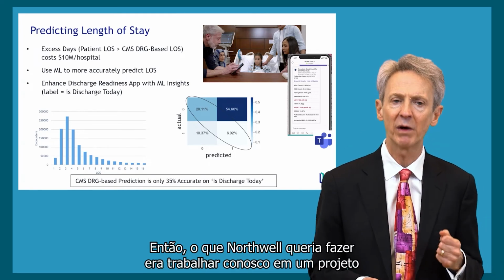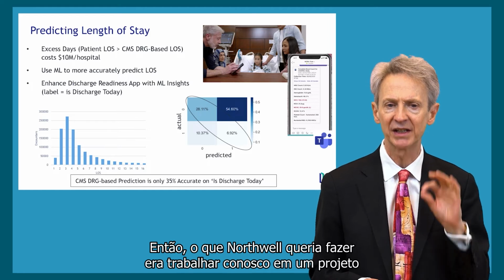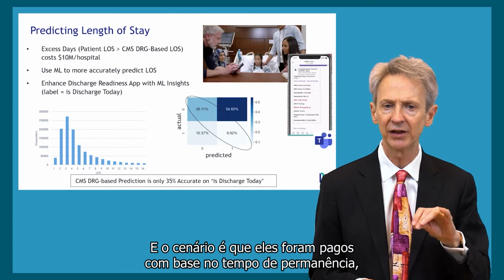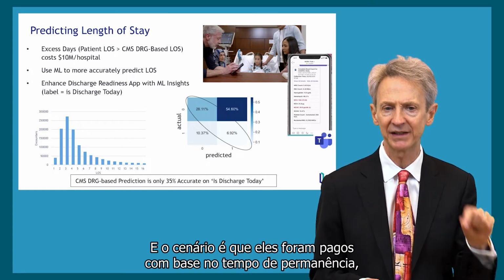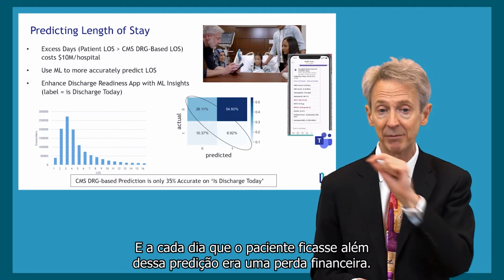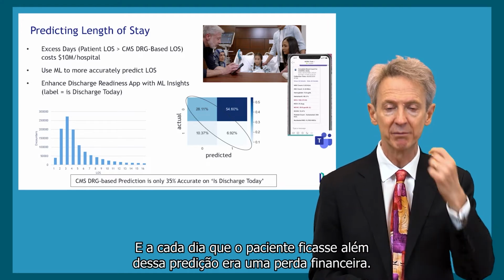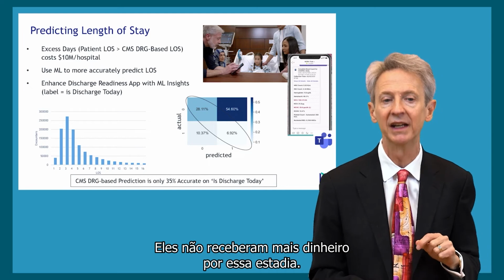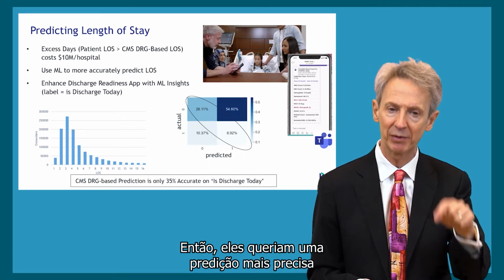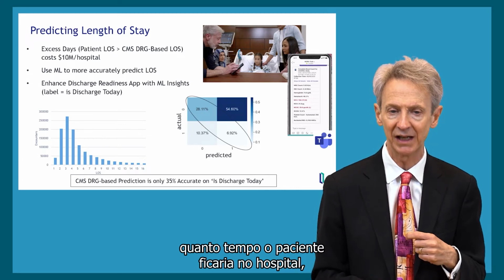So what Northwell wanted to do is work with us on a project to better predict the length of stay. And the scenario is that they were paid based on a length of stay based on the DRG. And every day the patient stayed beyond that prediction was money lost. They weren't paid any more money for that stay. So they wanted to better accurately predict how long the patient was going to be in the hospital.